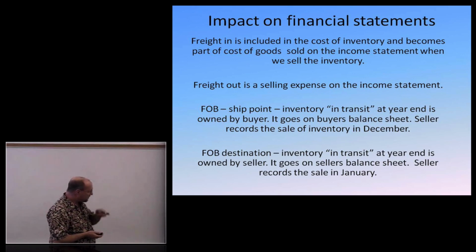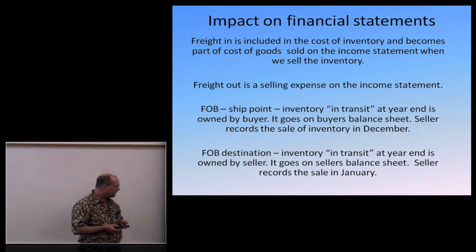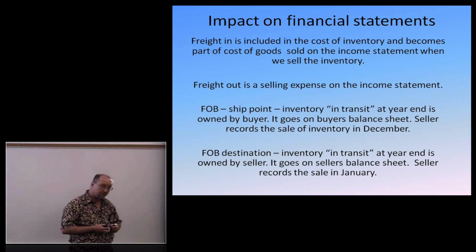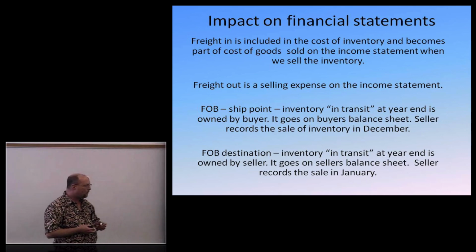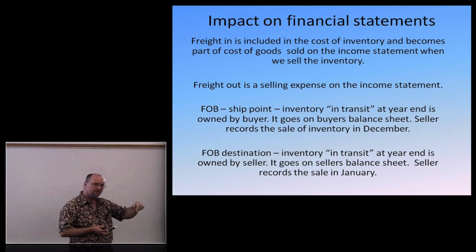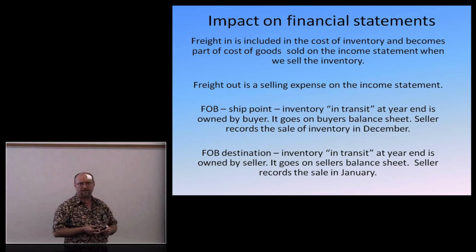FOB destination, inventory in transit at year end, is owned by the seller. Okay? Now, in transaction 2, we're the seller. So if it's FOB destination, we pick up the shipping costs, call it freight out, right? And we own it while it's in transit. So we put it on our balance sheet, and we don't record the sale until the following time period.